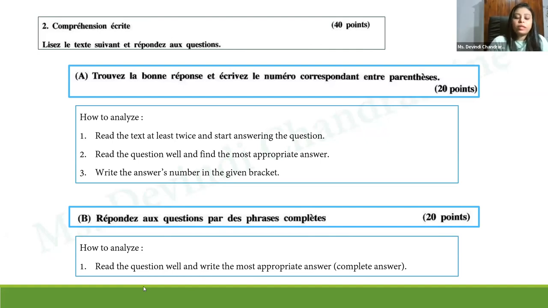So here, read the question well and write the most appropriate answer. The answer should be a completed sentence, which means there should be a subject, a verb, and an object, right? Normally the object contains the answer, no? Either the subject or the object contains the answer. So make sure you provide a complete answer. If you provide only the answer, without a complete sentence, again, the examiner would be furious and you won't sometimes get marks. I don't know, it depends on the type of examiner you get. By the way, since you can provide a complete answer, make sure that you do it, right?